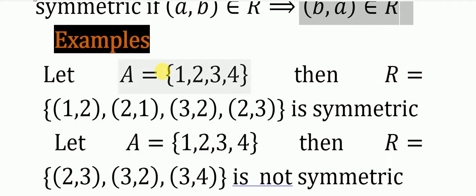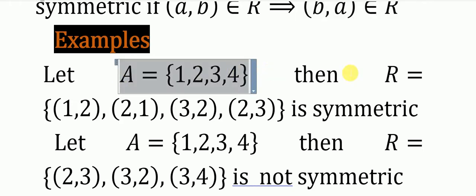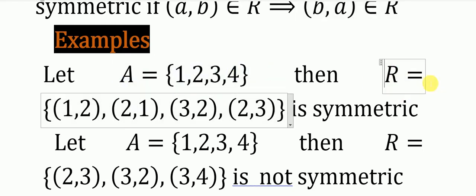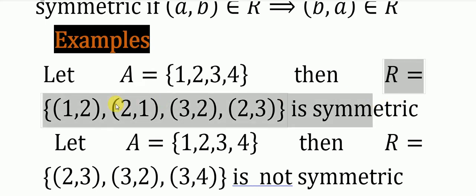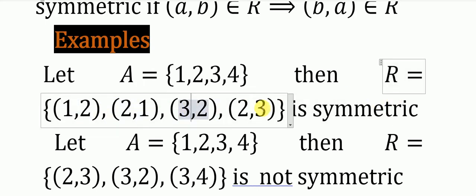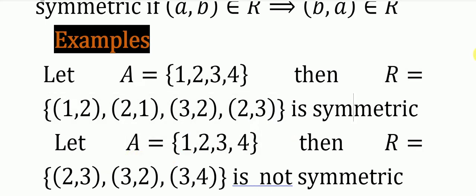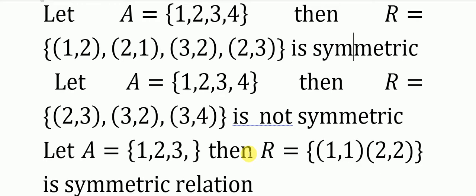So let us take A is equal to {1, 2, 3, 4}. Then R is equal to the ordered pairs (1, 2), (2, 1), (3, 2) and (2, 3), which is a symmetric relation, because you can observe (1, 2) is here and (2, 1) is also here. 1 related to 2 implies 2 related to 1. 3 related to 2 implies 2 related to 3. So clearly this is a symmetric relation. So let us see a relation which is not symmetric also, so that the definitions will be very clear.